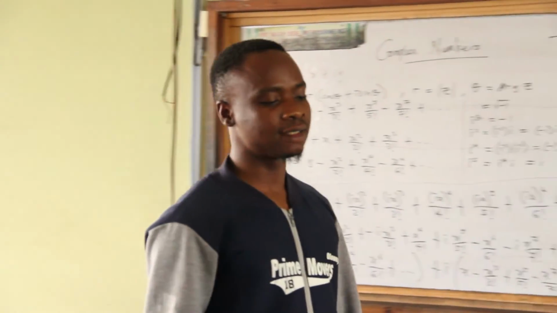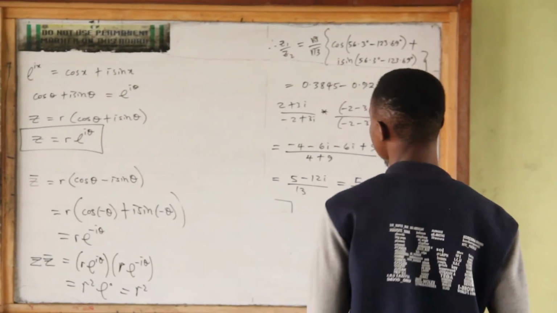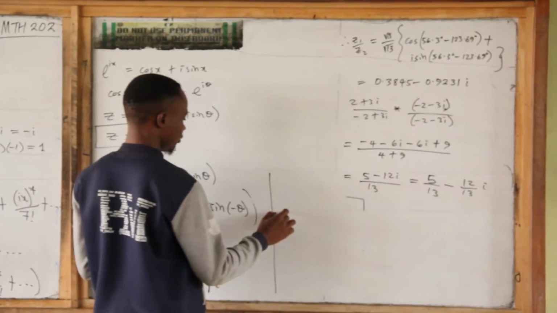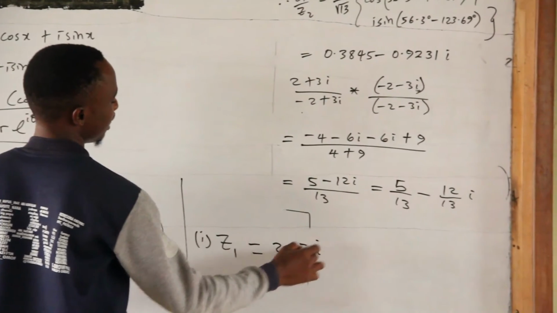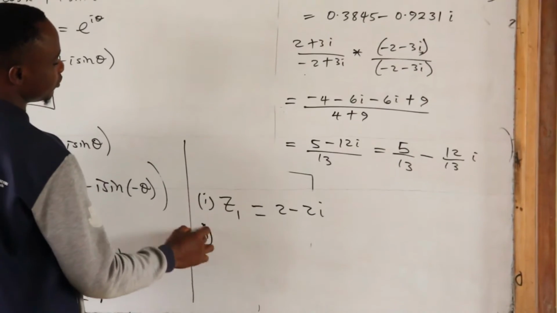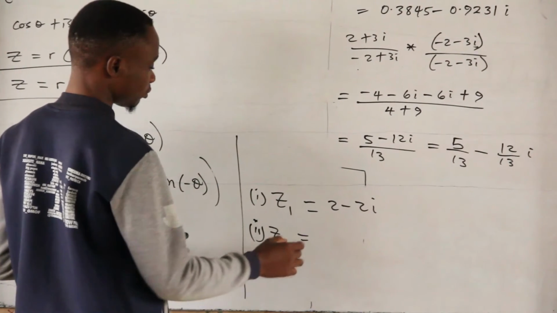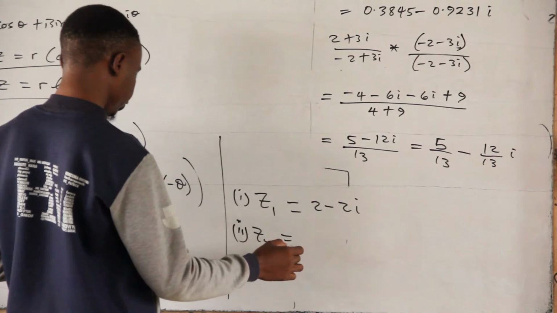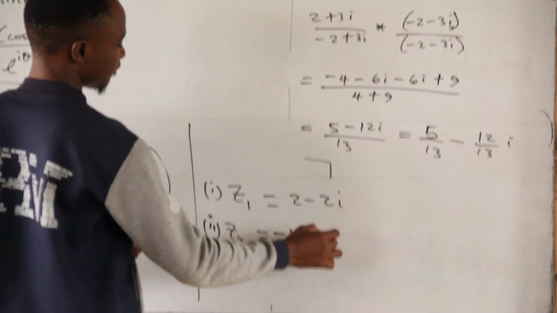Express the following complex numbers in their equivalent exponential form. Number 1, z1 is equal to 2 minus 2i. z2 is equal to minus 1 plus 3i.